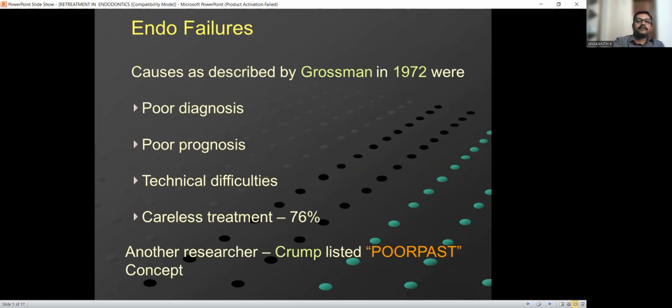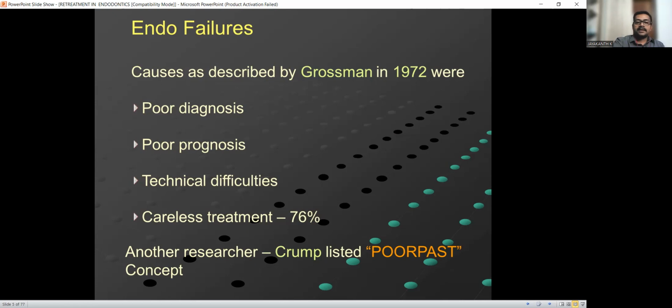Coming to the endodontic failures. Endodontic failure causes were described by Grossman in 1972 under the following headings: poor diagnosis, poor prognosis, technical difficulties, and careless treatment. That is, endofailures due to poor diagnosis, poor prognosis, technical difficulties, and careless treatment, which accounts for about 76%.